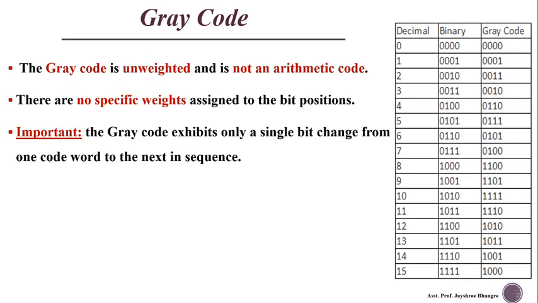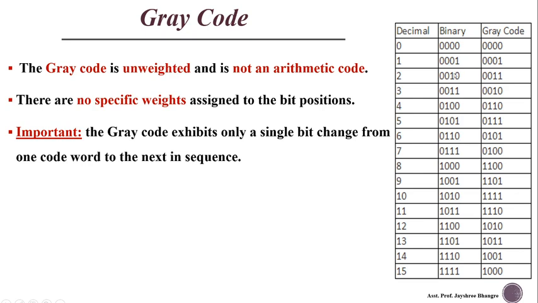So here a table is given. Decimal numbers, their binary equivalents and the gray codes are given. Here, binary and gray code are similar. But there is a main difference between binary and gray code, that is, gray code exhibits only a single bit change from one code word to the next in a sequence.